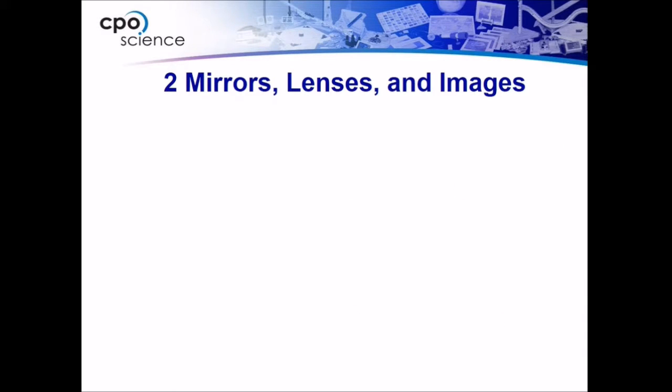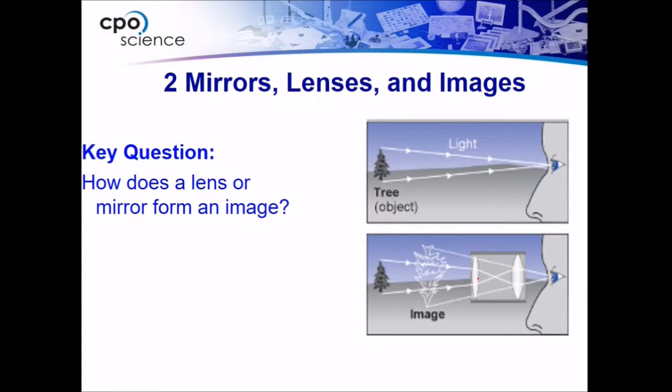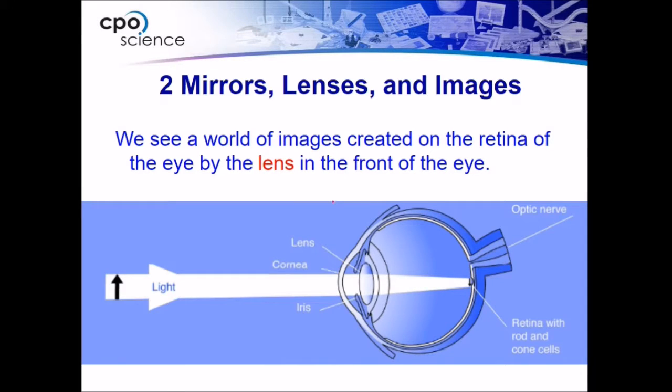When coming to mirrors, lenses and images, the key question is, how does a lens or mirror form an image? This is in a similar fashion to how your eye works. When you see the world, images are created on the retina of the eye by the lens in front of the eye. This is the retina with rod and cone cells, which sends the information to the optic nerve. Here we have a lens, right? This is the cornea, this is the iris.